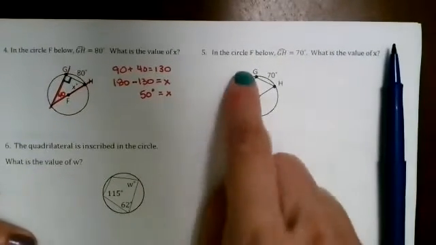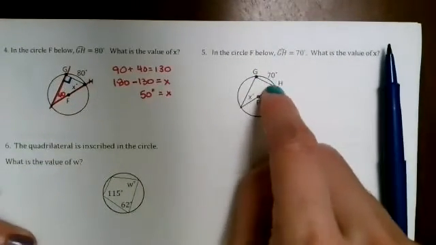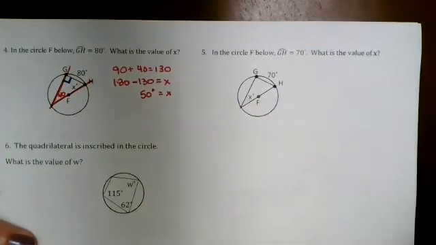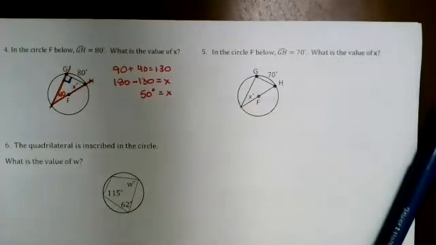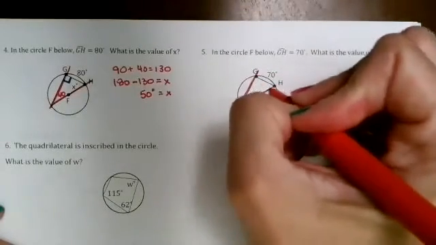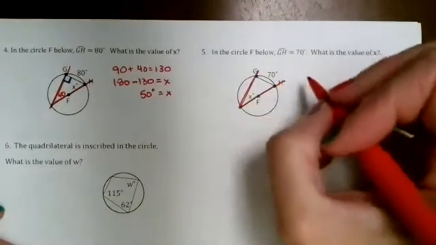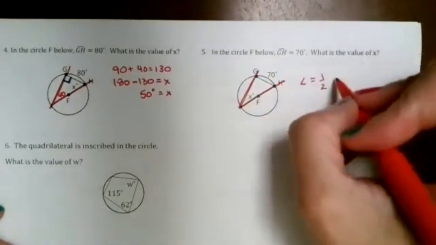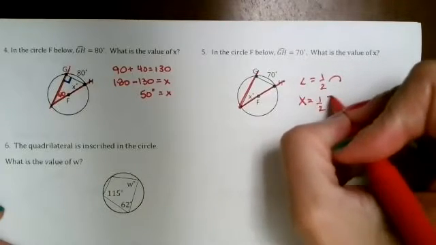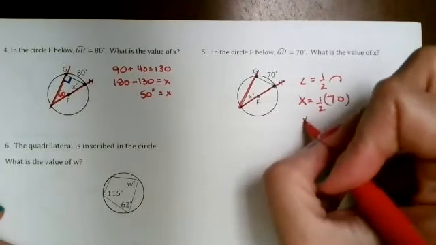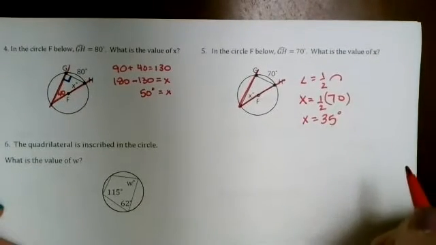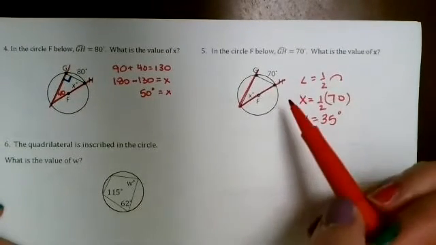In this problem, it says circle F, GH is 70. What is the value of x? Now the triangle is there, but in this case, we don't really need the triangle, okay? Because this is just our inscribed angle. So we know that the angle is equal to half the arc. So x is going to be half of 70, which is going to give us 35. Okay, so it didn't really matter in that case.